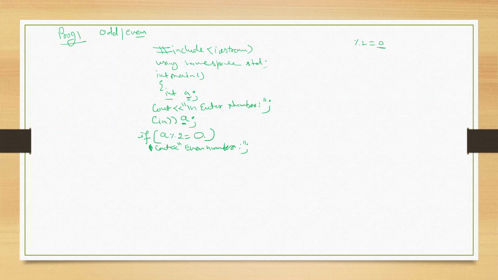If this condition fails, then you have to write the else part. In cout, mention "number is odd." Then after successful termination of the program, return 0, returning the value 0 to main. Then close the main.